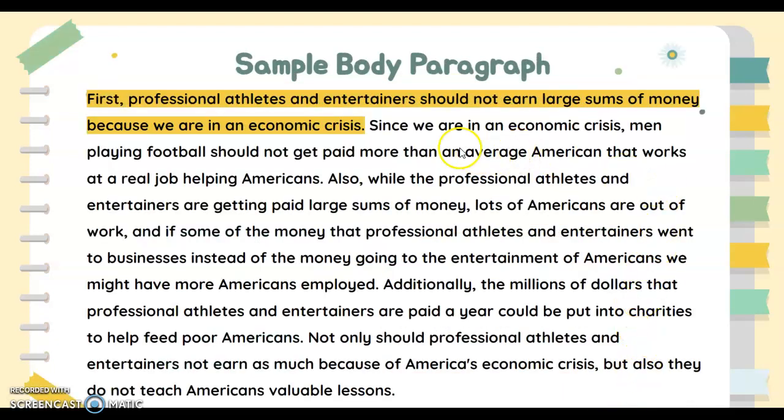So in this body paragraph, this is the same essay we looked at in the introduction video and notes. Professional athletes and entertainers should not earn large sums of money because we are in an economic crisis. Okay, so I have started my topic sentence with a transition word. I connected to my thesis, which is I do not agree with them earning large sums of money. And then I have my main point, we are in an economic crisis. That's what the whole paragraph is about.